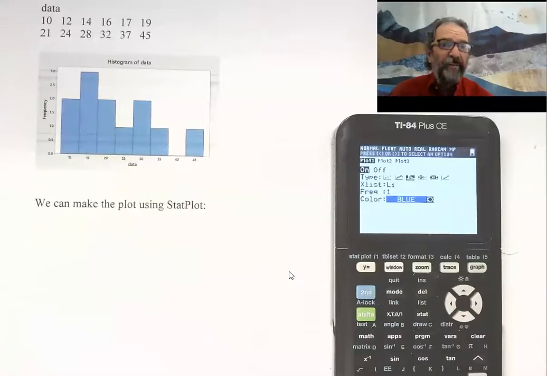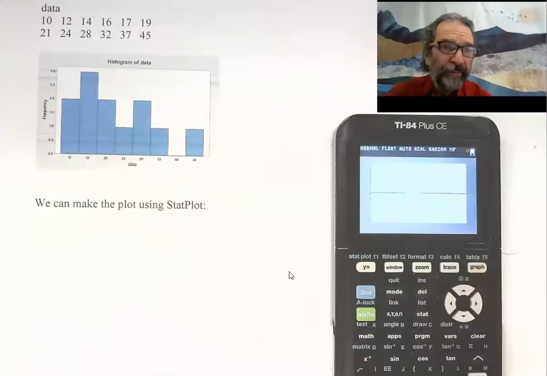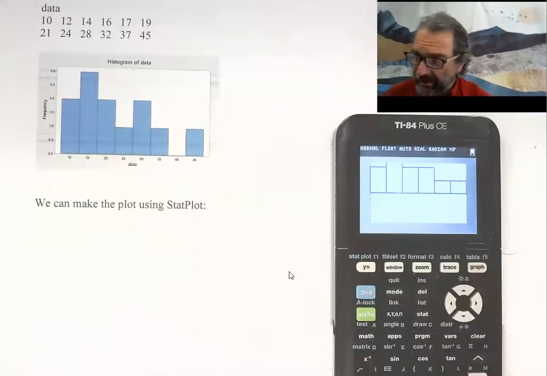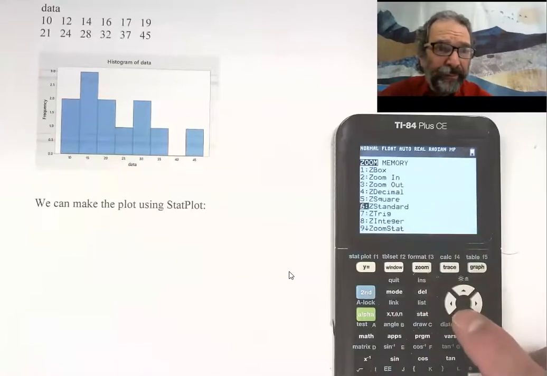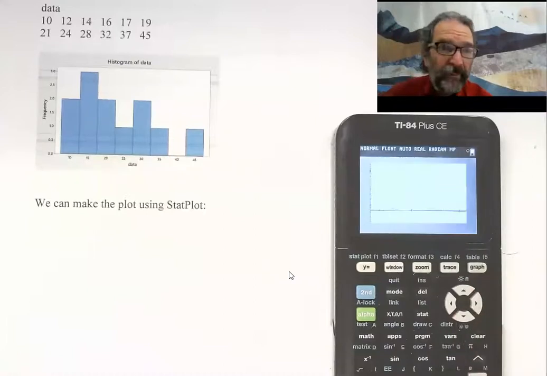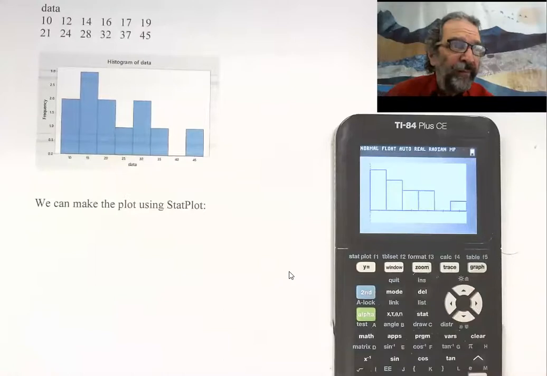And now you notice with stat plot, it doesn't draw anything. You have to go to graph. And then ordinarily the window's not set right. So then you can go to zoom stat to help you out. And there you go. Zoom stat, looks like that.